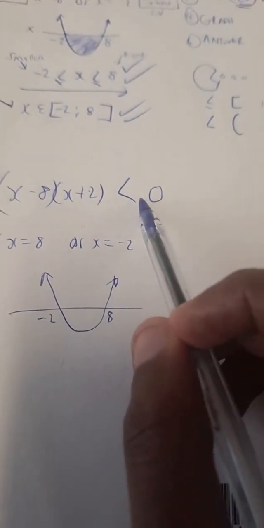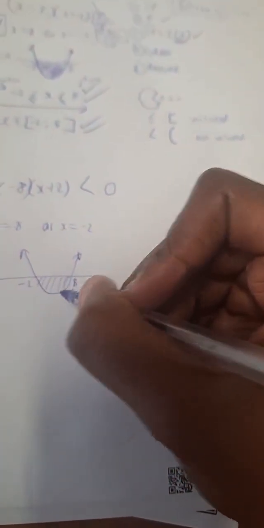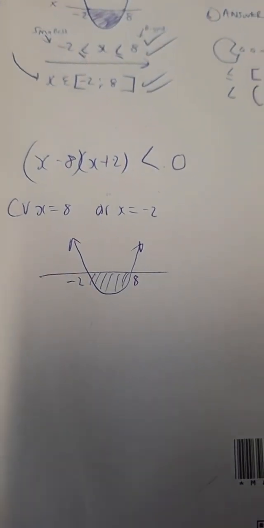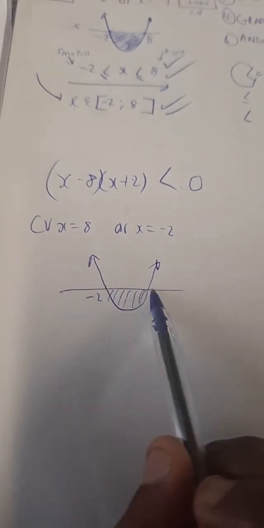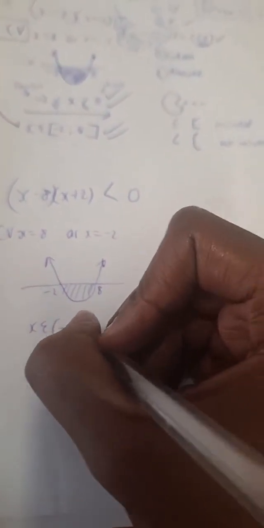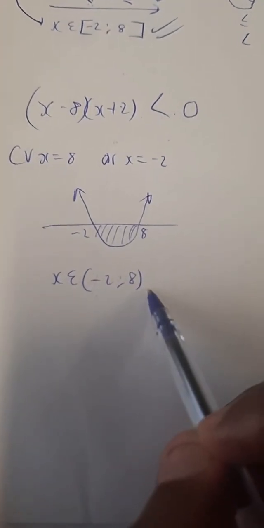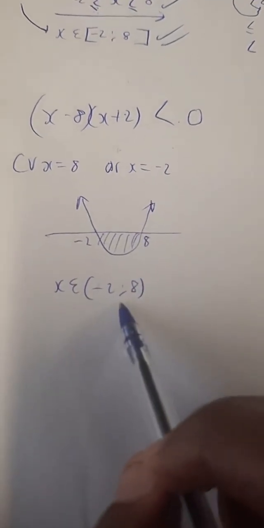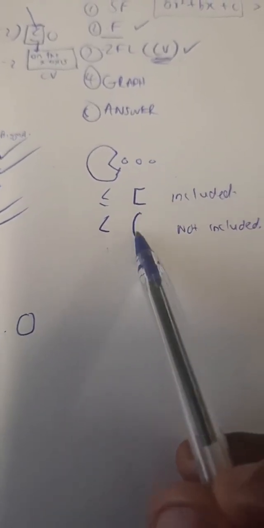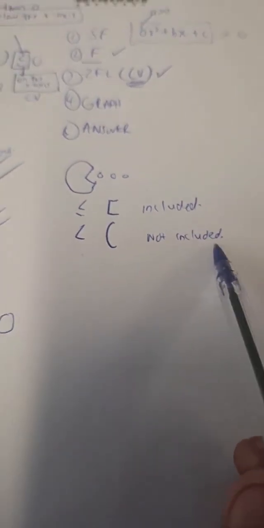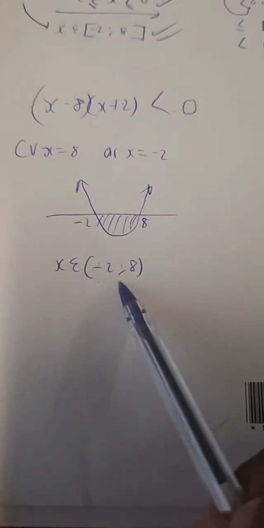What does less than mean? It means below the x-axis. So that means our answer lies below the x-axis. But in which interval? Between -2 and 8. So I can say x is an element of (-2, 8). Why open brackets this time around? Remember, I said when there's no equal sign, it means the critical values are not included. So we use open brackets for that.